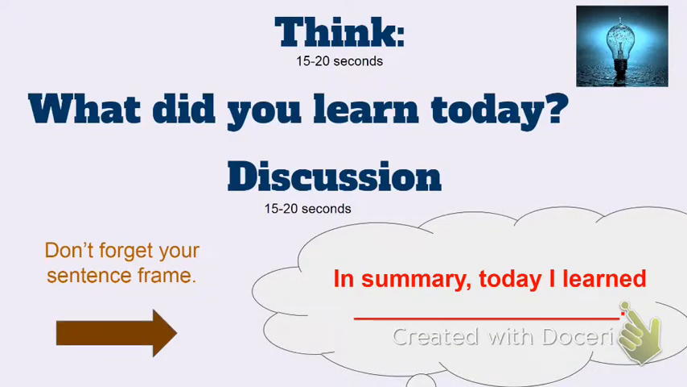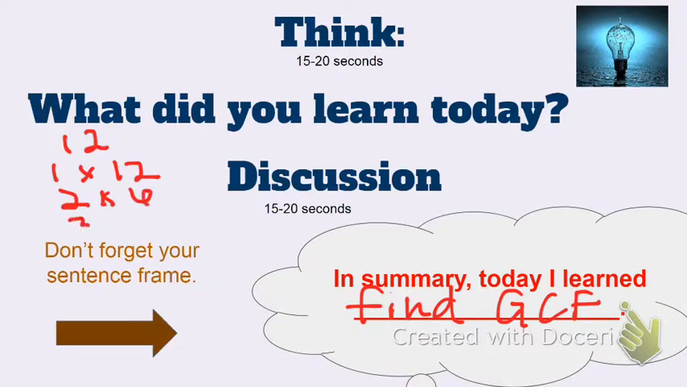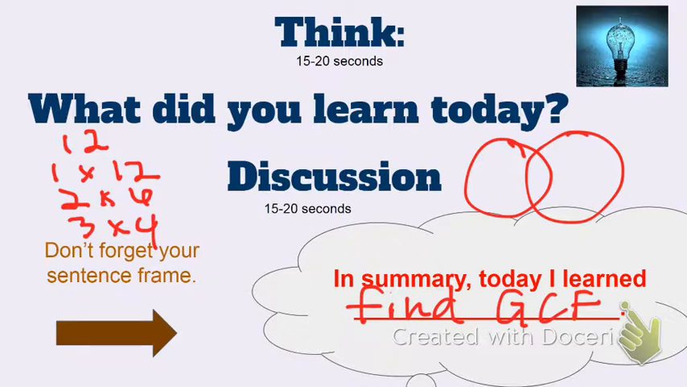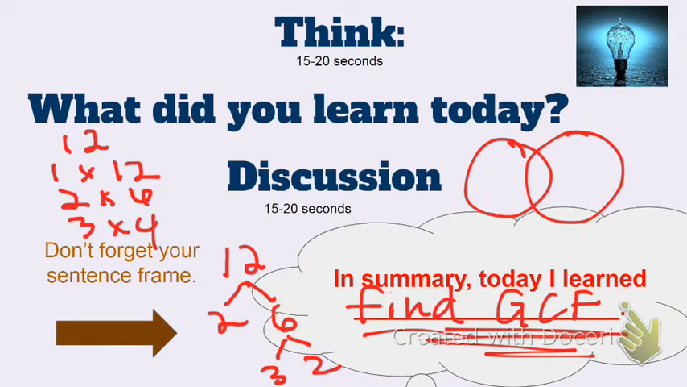So let's think about the things that we learned today. Today we learned how to find the GCF. We learned that through making a factor tree, so writing like 12, 1 times 12, 2 multiplied by 6, 3 multiplied by 4. We learned through our Venn diagram, and we also learned by building our tree. So, for example, if we were to do 12, it would be 2 times 6, and then breaking the 6 down to 3 times 2. So we learned different strategies or different ways to find that GCF, the greatest common factor.